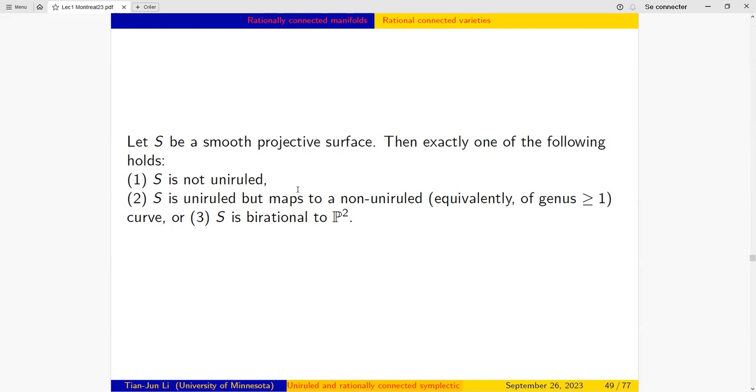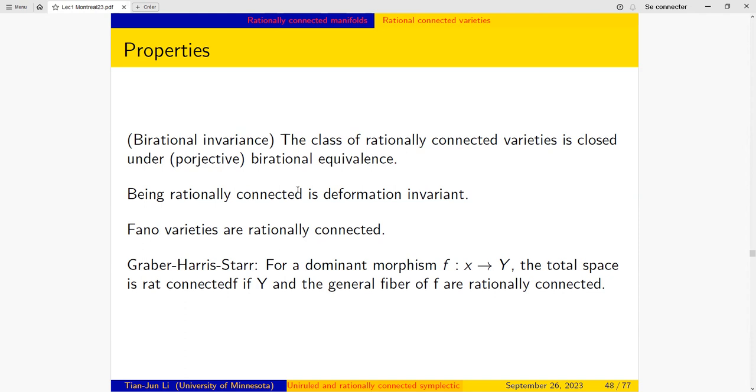What is the deformation? So in the complex deformation. Okay. So we're talking about this slide is complete in the category algebra geometry, no symplectic geometry. For Graeber Harris star, you also need the base. You need something about the base, right? Well, yeah, maybe I forgot.